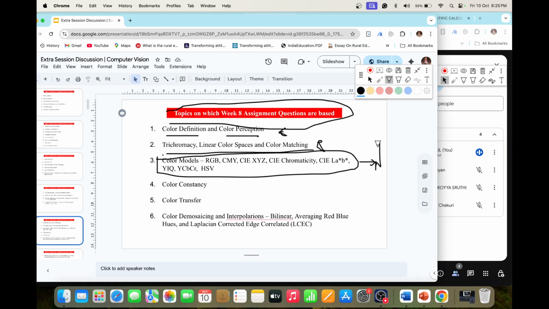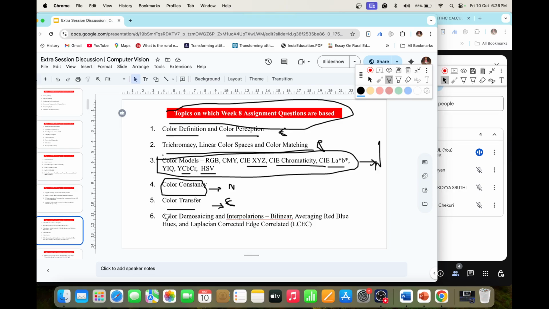Like the RGB model, CMY, CIE XYZ, CIE chromaticity, and CIE Lab, YIQ, YCbCr, and then HSV. So from this you can easily expect a numerical problem. So this is again very important. And color constancy and color transfer. Color constancy you can also see, again a simple concept, but from this you can get one numerical. And color transfer is more related to the conceptual. I don't think a numerical will be asked from this.